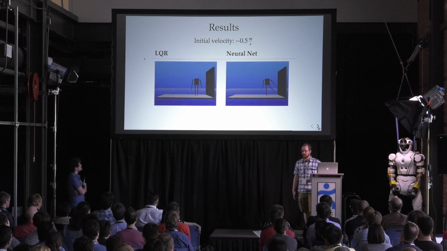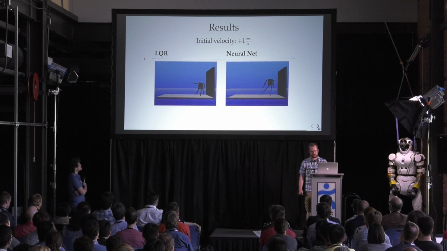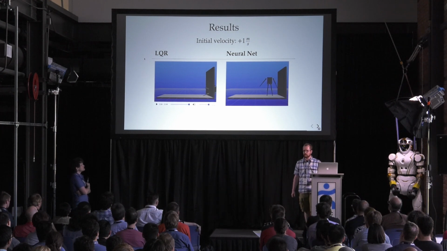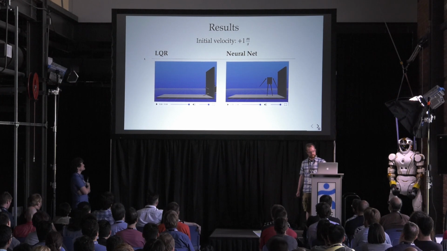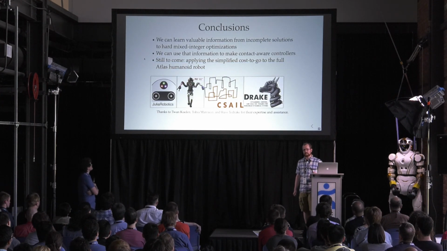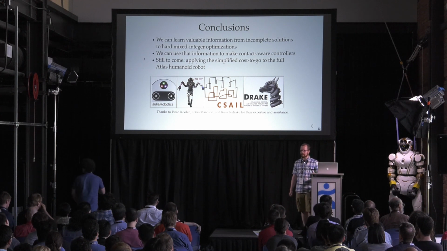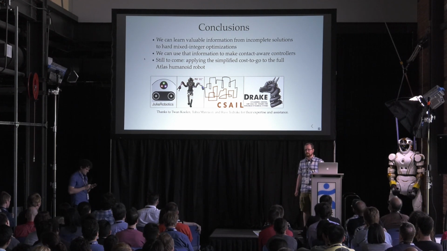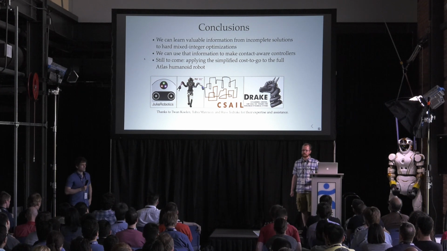For very small perturbations, linear controllers are fine, but I still think our learned cost to go works better. And as we push the robot in the other direction, it's actually even able to use things like putting the hand out to touch the wall, so exploiting additional contacts with the world. Okay, so to conclude, we can learn a lot from these global optimizations even when we don't solve them to global optimality. We can use that information to make cool contact-aware controllers.